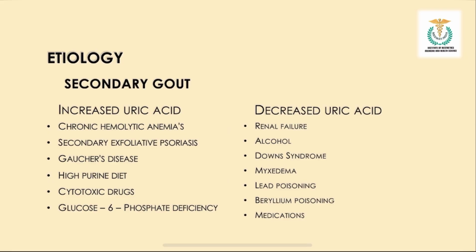Secondary gout condition we can characterize into two types: because of increased uric acid and because of decreased uric acid. Under increased uric acid, you can say chronic hemolytic anemia, secondary exfoliative psoriasis, Gaucher's disease, high purine diet, cytotoxic drugs, glucose 6-phosphate deficiency. Because of these there can be increased uric acid. And decreased uric acid in the case of renal failure, alcohol, Down syndrome, myxedema, lead poisoning, beryllium poisoning, and medication. So these are the etiologies of the decreased uric acid condition. Both the increased and decreased uric acid are the etiologies for the condition of secondary gout.